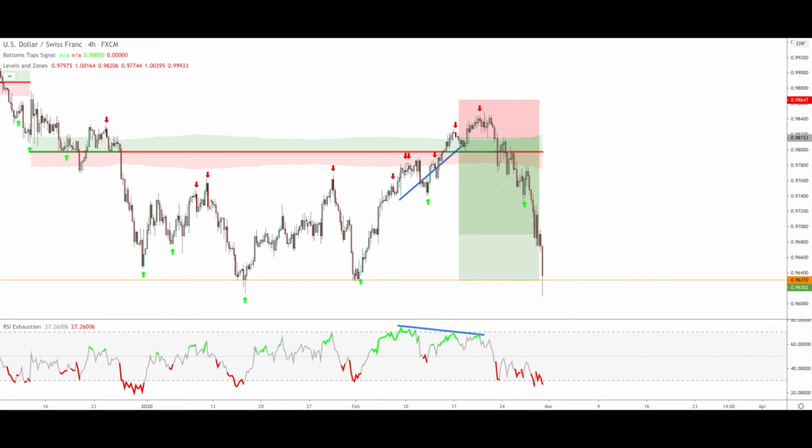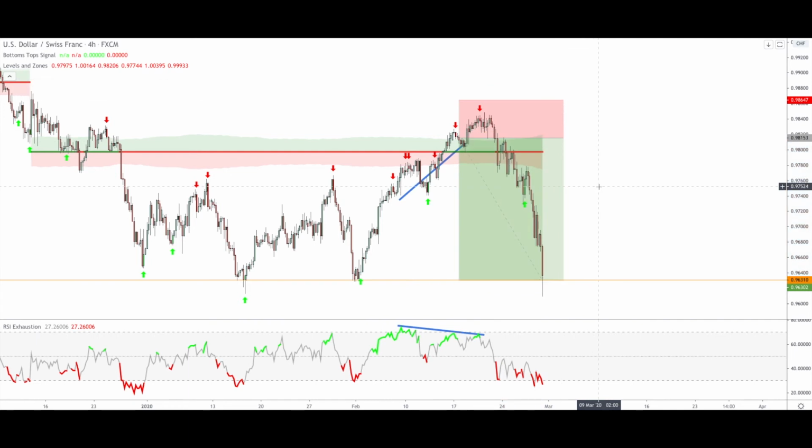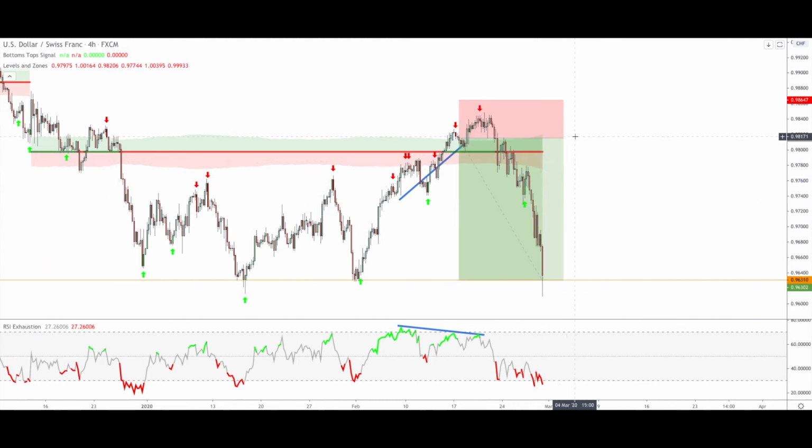Well guys, target reached. The price went almost straight down. I'll move this to show you that we have reached the target. There's nothing much to say except that as the price went down, I kept following it by lowering my break-even point. So this is what I like to do. Of course, it's up to you.